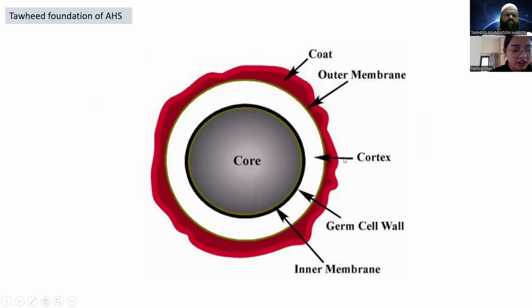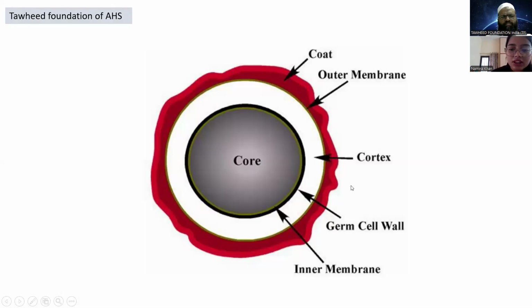This is a diagrammatic representation of endospore structure. Core: the innermost part of the endospore, it contains bacterial DNA, ribosomes, and essential enzymes. It is metabolically inactive but maintains the genetic material and has lower water content, which contributes to resistance. Inner membrane surrounds the core, acts as a permeable membrane, protects the core contents, and controls molecular transport.